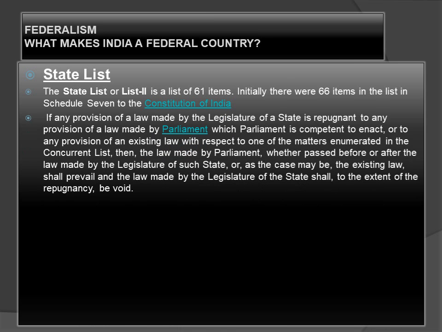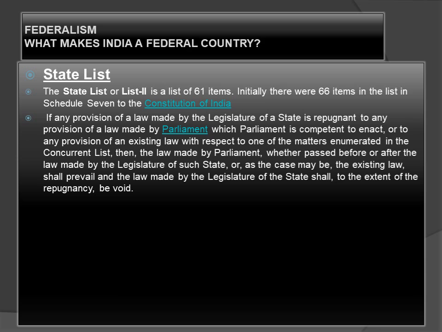This describes that if any provision of a law made by the legislature of a state is repugnant to any provision of the law made by the parliament, which parliament is competent to enact, or to any provision of an existing law with respect to one of the matters enumerated in the concurrent list, then the law made by the parliament, whether passed before or after the law made by the legislature of a state, or as the case may be, the existing law shall prevail. So this means in the state list, the laws are confined to and enjoyed by the states only.